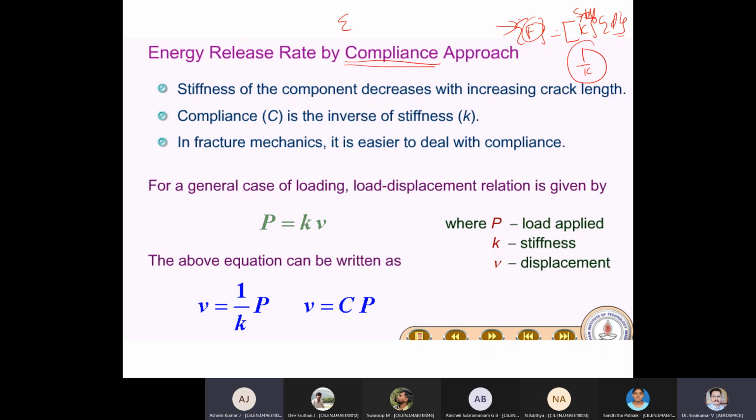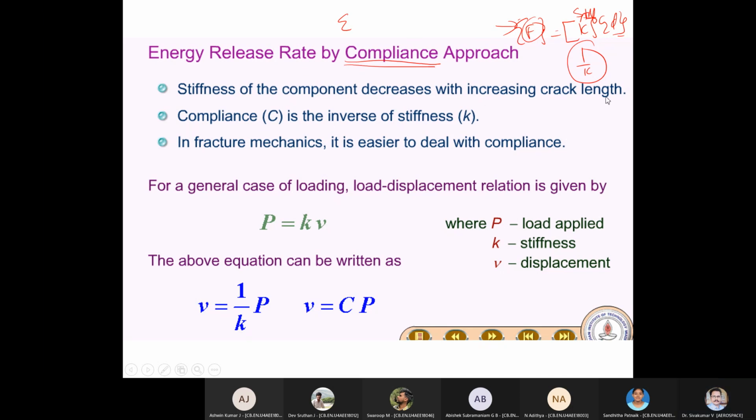Right. So this 1 by K is nothing but the compliance approach. Probably you might have learned the virtual force method and virtual displacement method. 1 by K is something like the virtual force method. So here we are developing the energy release rate by the compliance approach. What is this approach?